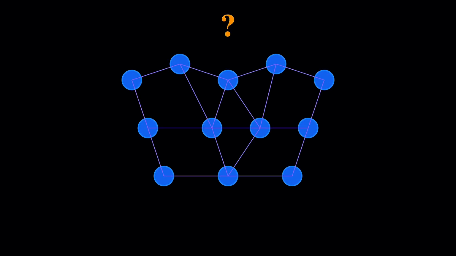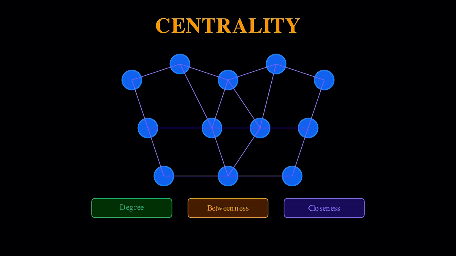Here's a fundamental question in graph theory. Which node is the most important? Think about it. In a social network, who's the most influential person? In a transportation network, which station is most critical? This question is called centrality, and there are several ways to answer it.